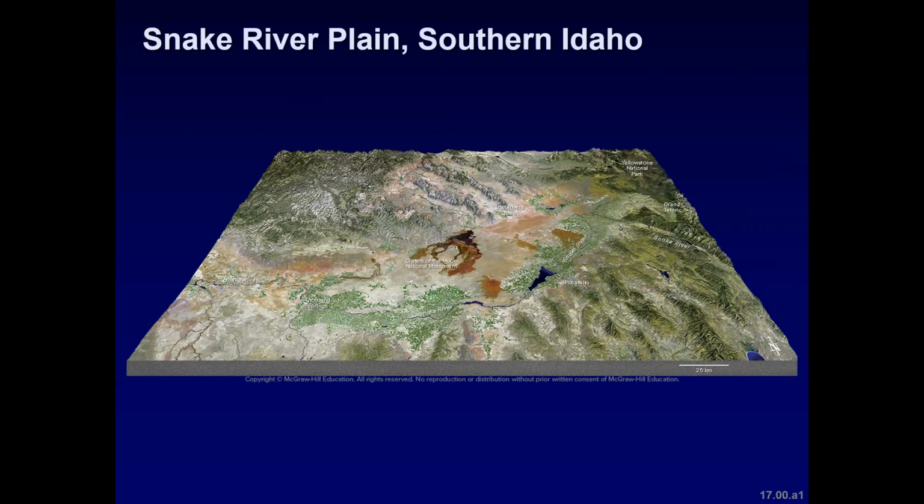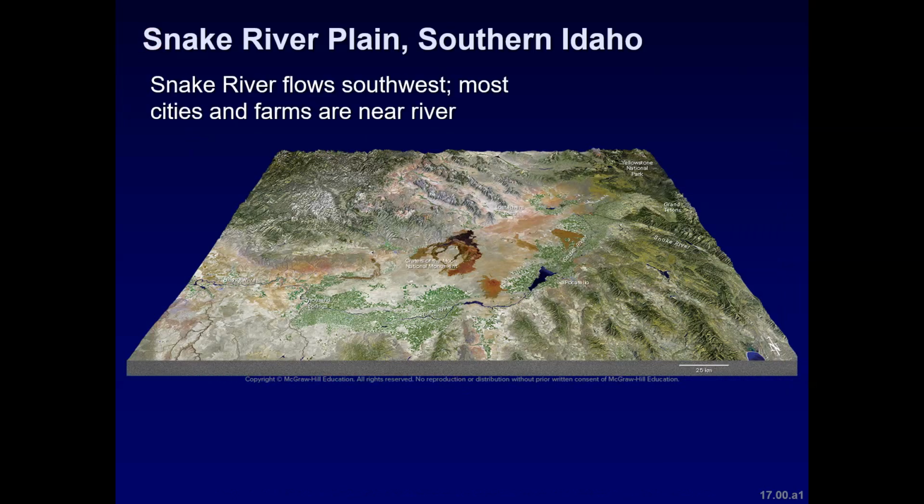Starting off in the Snake River Plain, southern Idaho. For context, this is north. The Snake River flows southwest, and most cities and farms are located near the river. That's what supports life in the area. Now, water from the Lost Rivers area soaks into the subsurface, and then it reemerges in the Thousand Springs area right over here. We can kind of visualize how this water might move underground and then resurface over here.